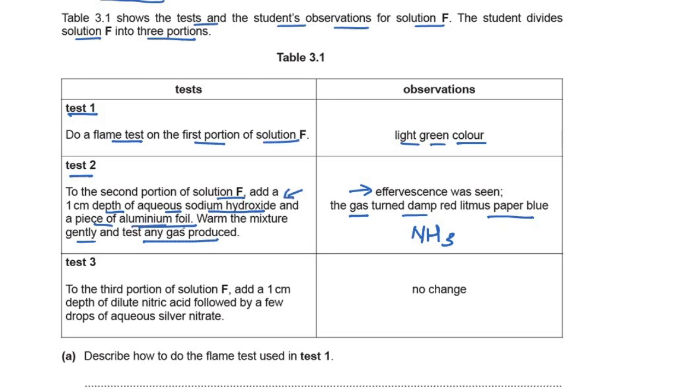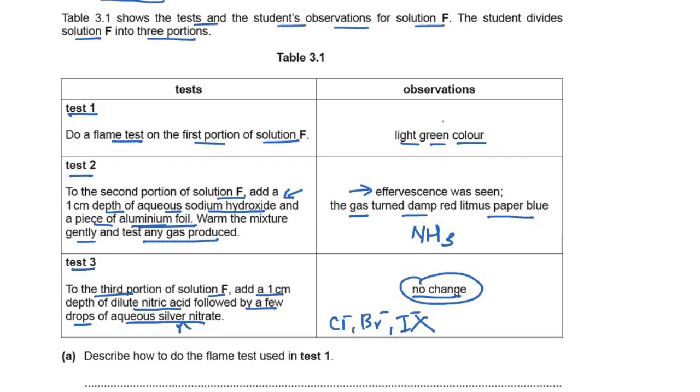Remember the test, because we'll be checking this test at the last page of the question paper 6, where the tables for the cation, anion and the flame test, everything is given. So let's go ahead with test 3 also. To the third portion of solution F, add 1 cm depth of dilute nitric acid followed by a few drops of silver nitrate, and no change is given. Now if we check the table, we'll understand that the silver nitrate test is for the halide ions. Halide ions are chloride, bromide and iodide, but as there is no change, it means these anions are not present, that is halide ions are not present.